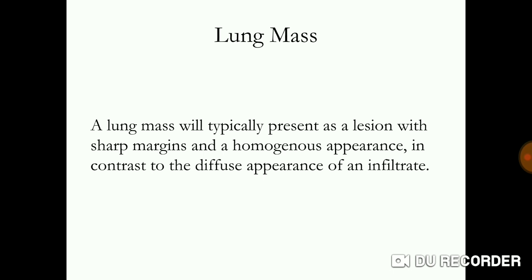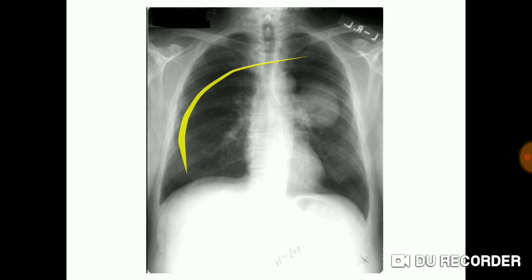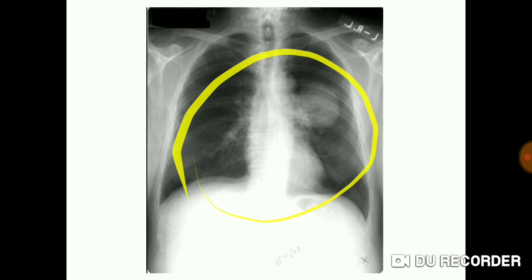Next is lung mass. A lung mass will typically present as a lesion with sharp margins and a homogeneous appearance in contrast to the diffuse appearance of an infiltrate. You can see in the effusion.